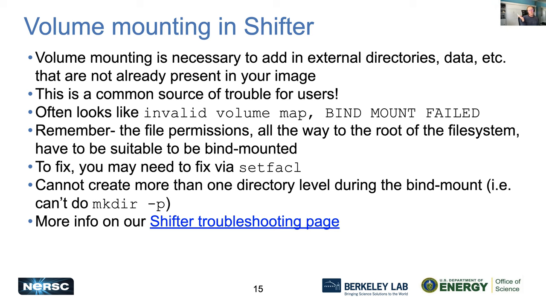Another tricky place is that you can't create more than one level of directory when you perform the bind mount. So you can't say path foo/bar unless foo already exists. It's like the equivalent of the mkdir -p command, which you can't do. You just want to make sure you're not trying to create too many directories. If you have trouble with any of your volume mounting, check out our troubleshooting page. We've got a little bit more info, and then we'll show you how to use the setfacl command to fix your volume mount permissions.